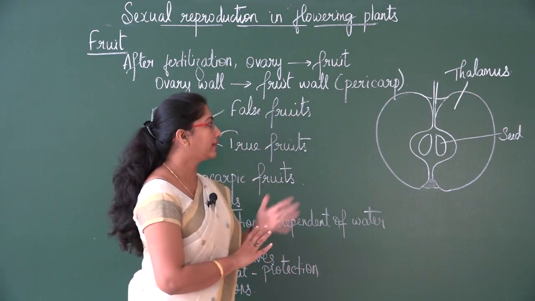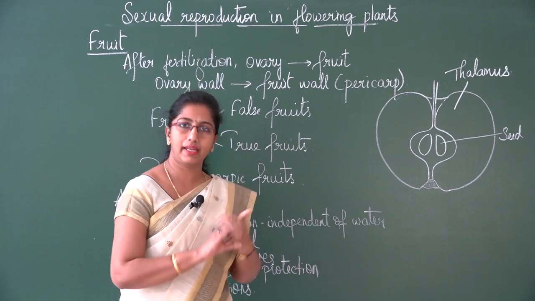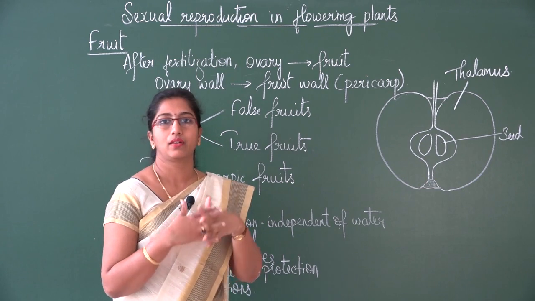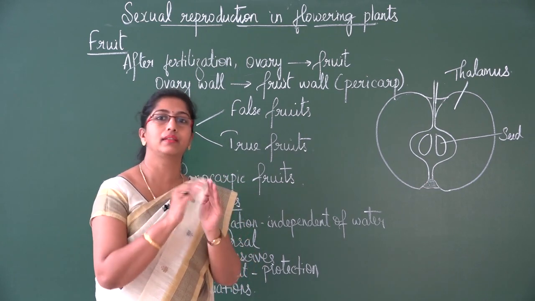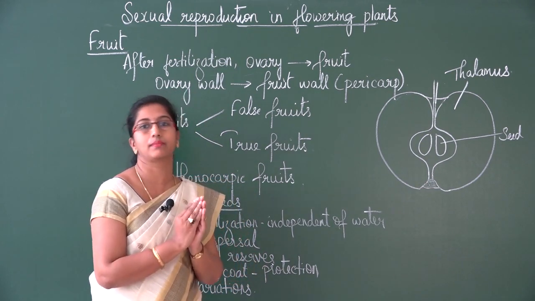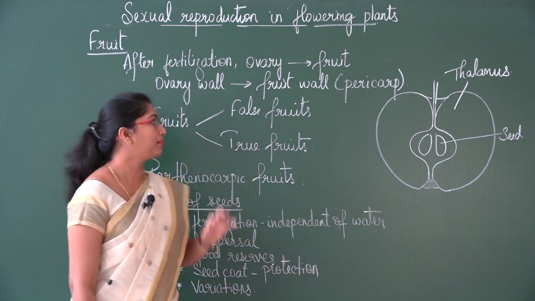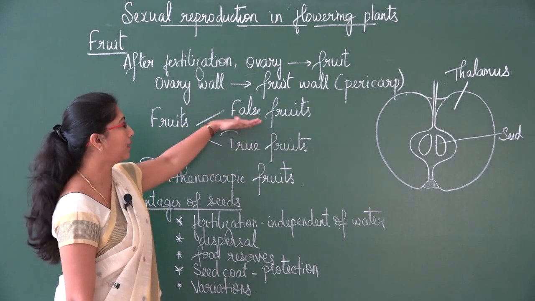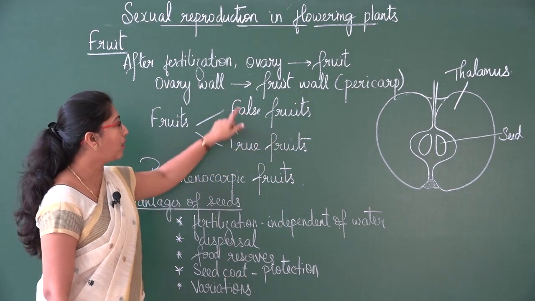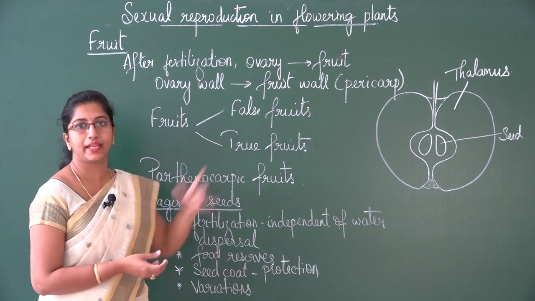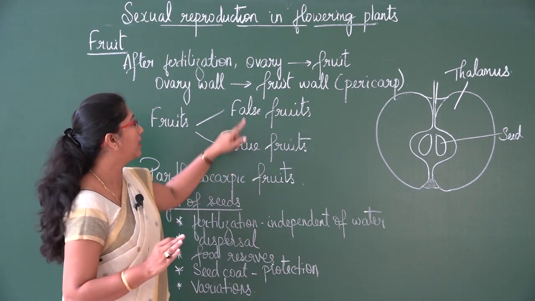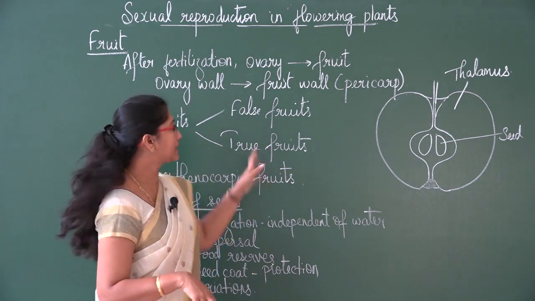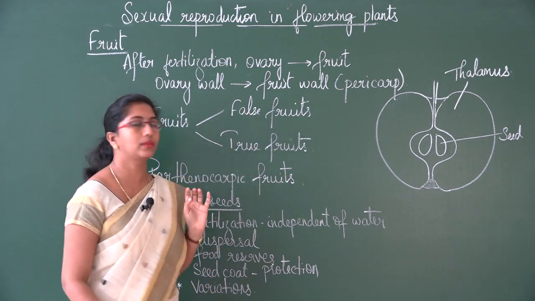Another example is strawberry, cashew nut. In all of these, the fruit has developed not only from the ovary, but the other part, usually the thalamus, also becomes a part of the fruit, and that type of fruit we call false fruits. So that is about false and true fruit. This can be a 1-mark question for each, asking what are true fruits and what are false fruits, or you can get a 2-mark question asking for both.